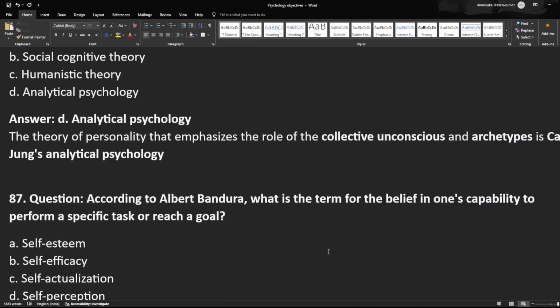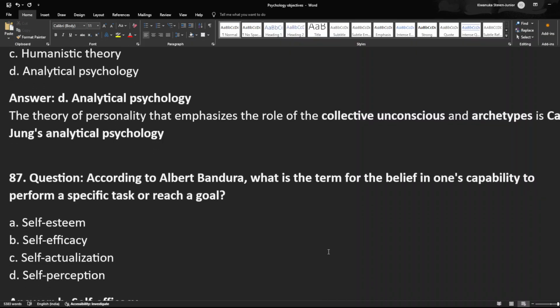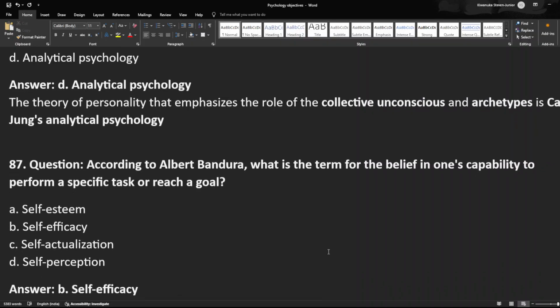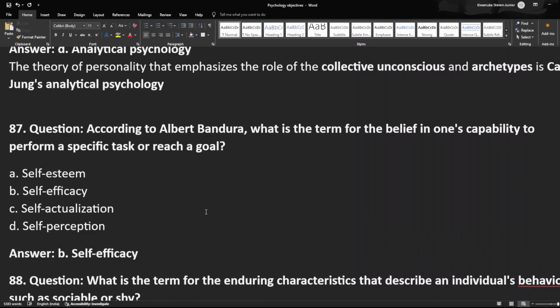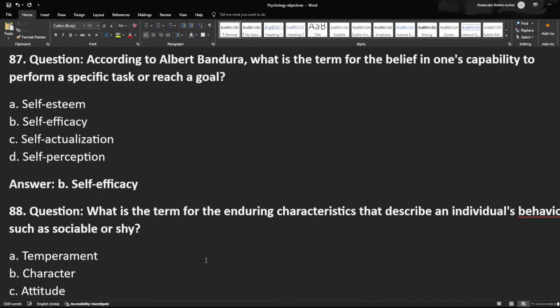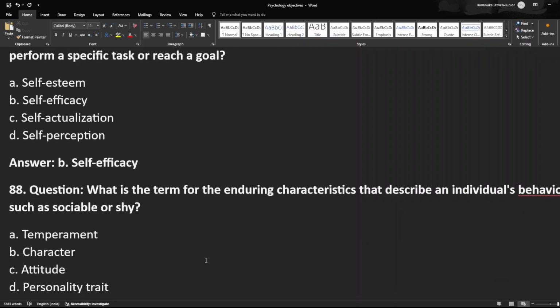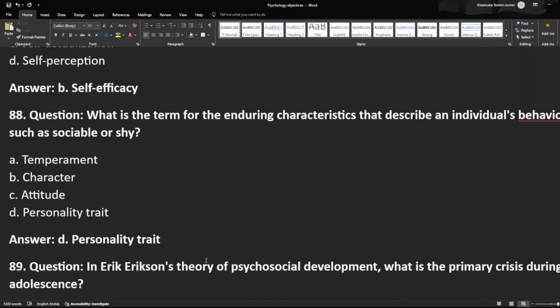According to Albert Bandura, whom we have already seen, the term for the self-belief in one's capability to perform a specific task or reach a goal is self-efficacy. We've already seen this. What is the term for the enduring characteristics that describe an individual's behavior, such as sociable and shy? We say that is personality trait.